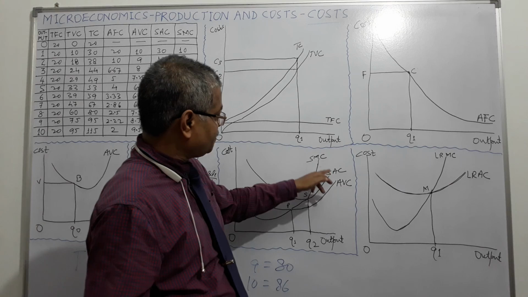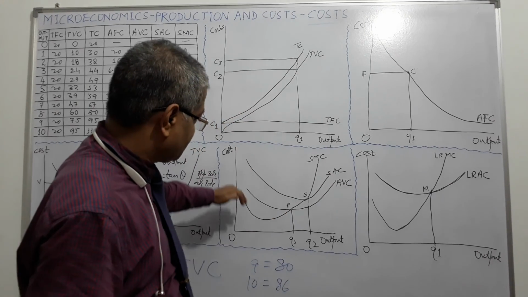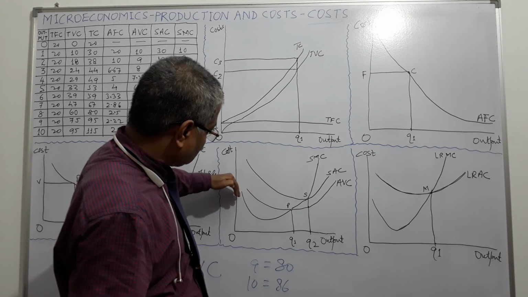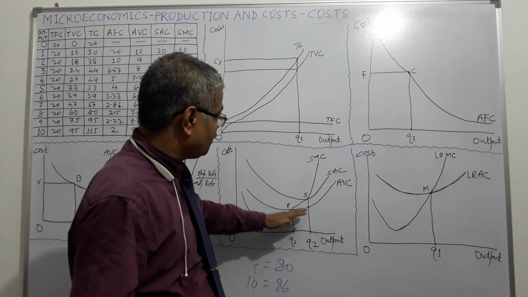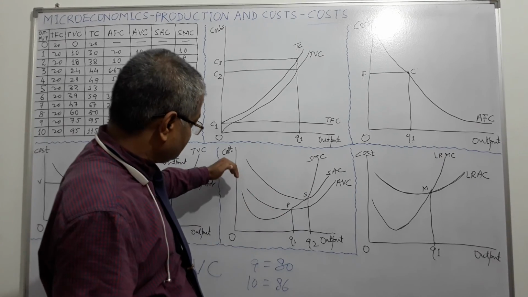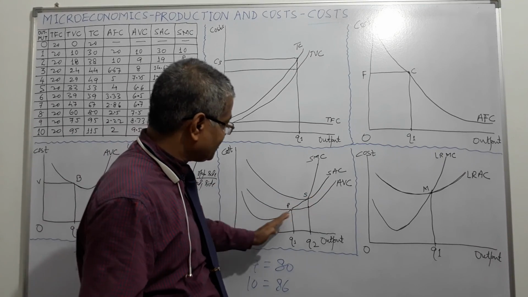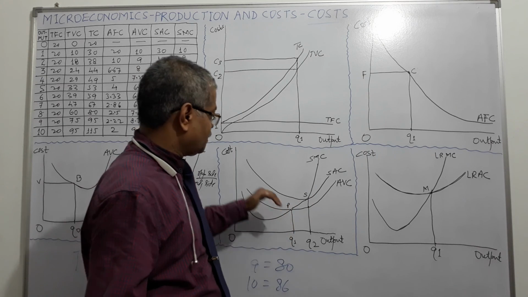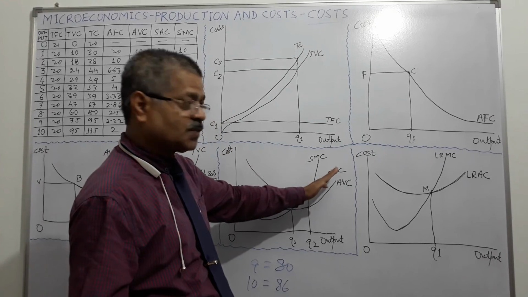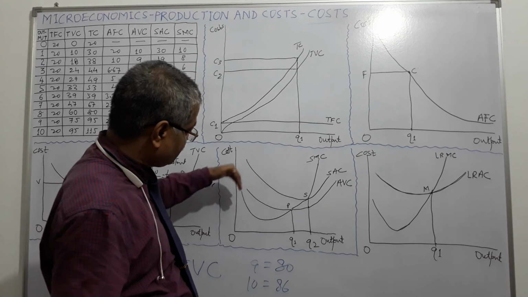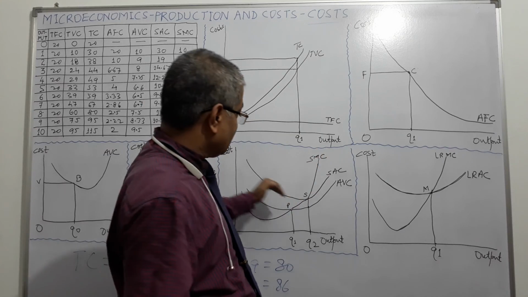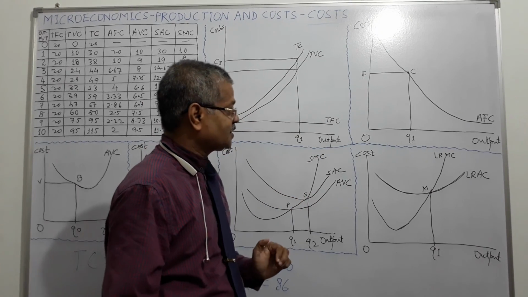Average variable cost, short run average cost, and marginal cost. Average variable cost initially goes down, then goes up. So long as it goes down, marginal cost remains below it. When it starts going up, marginal cost goes up and is greater than AVC. And the marginal cost curve cuts AVC at its lowest point P. Short run average cost also initially goes down, then goes up. When it is going down, marginal cost is below that. When it is going up, marginal cost is more than that, and it cuts SAC at its lowest point S.